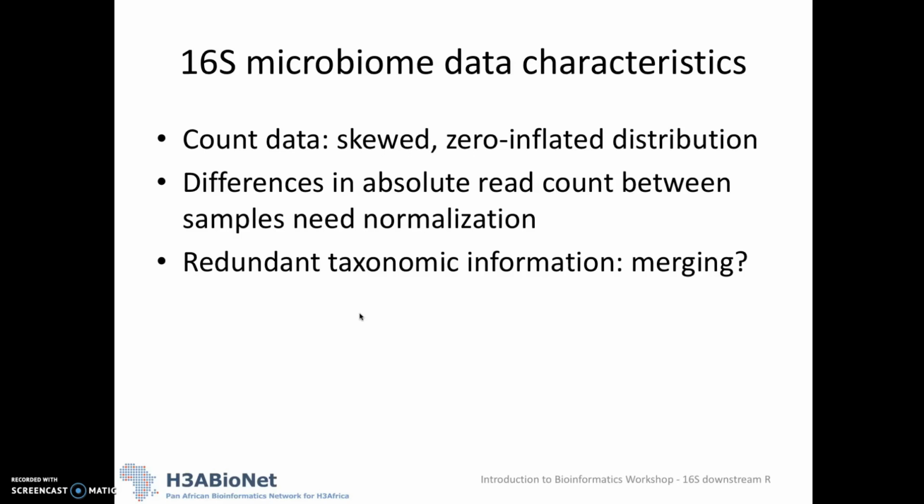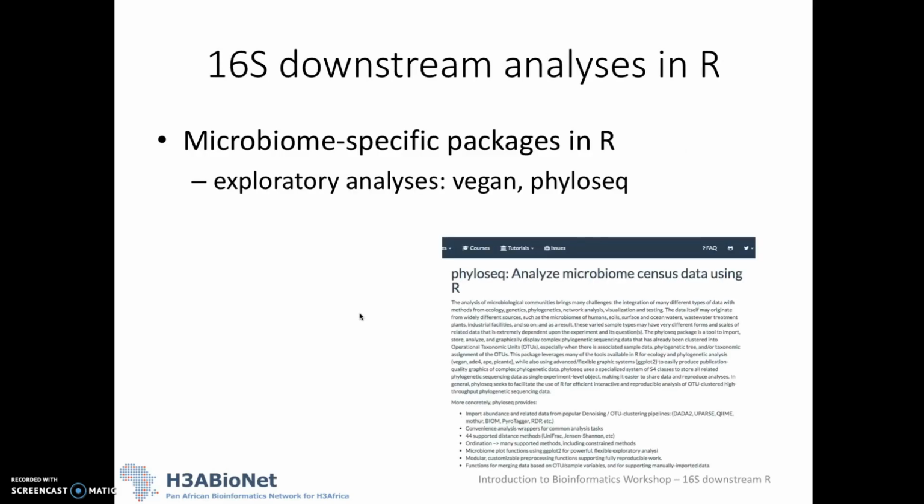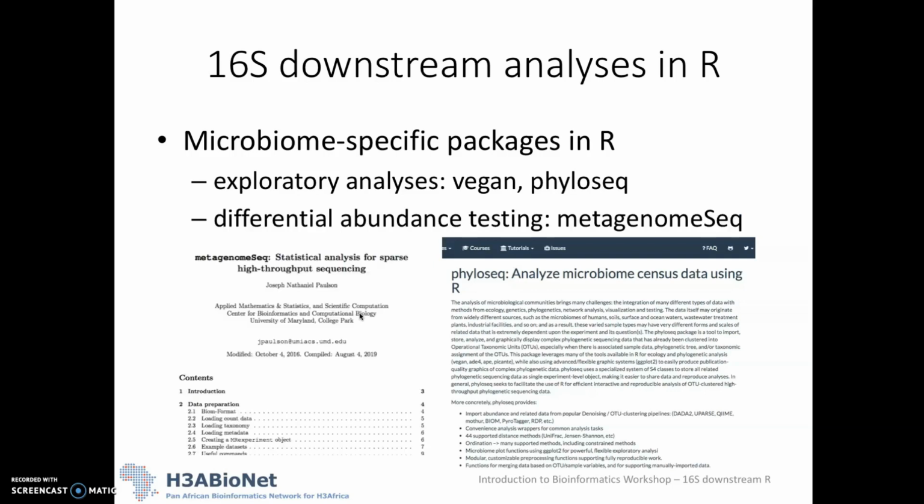Now, fortunately, there's been a lot of work done in R for 16S type data, and so there are specialized packages for analyzing our downstream data. So some of the ones that we're going to use are Vegan and phyloseq. They're very commonly used, and they're great for exploratory data analyses, especially plotting, and we're going to be doing that in the next session. And then also for differential abundance testing, there's a package called MetagenomeSeq that we're going to be using that was specifically designed for analysis of sparse high-throughput sequencing data.